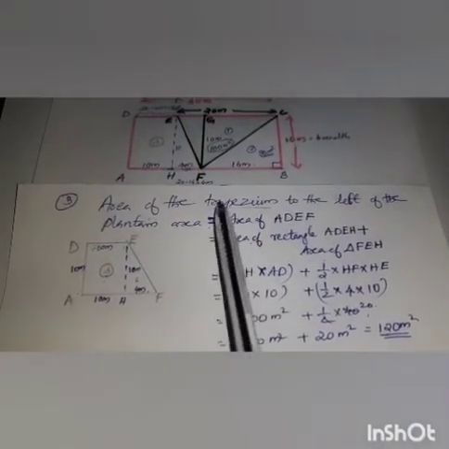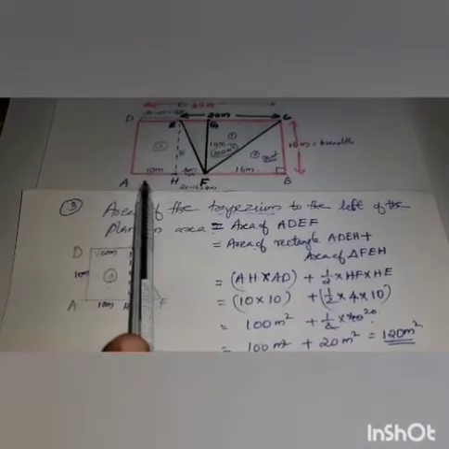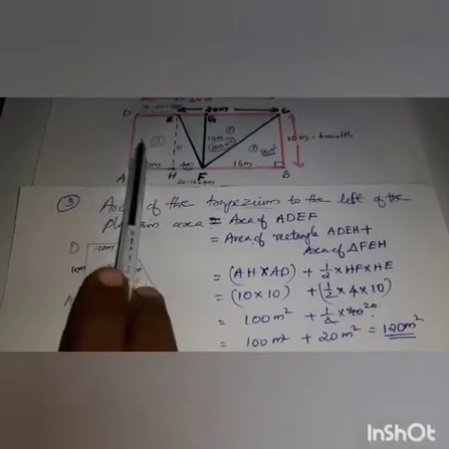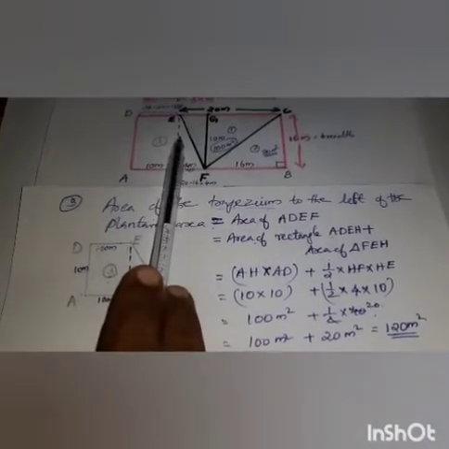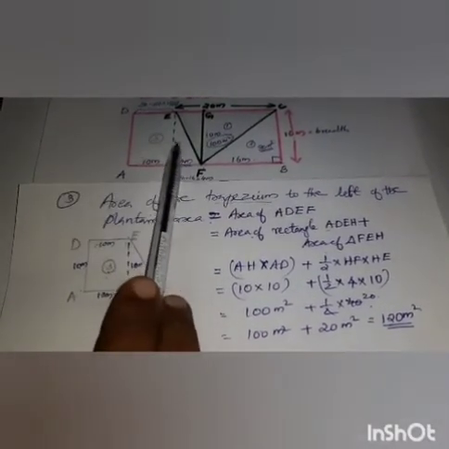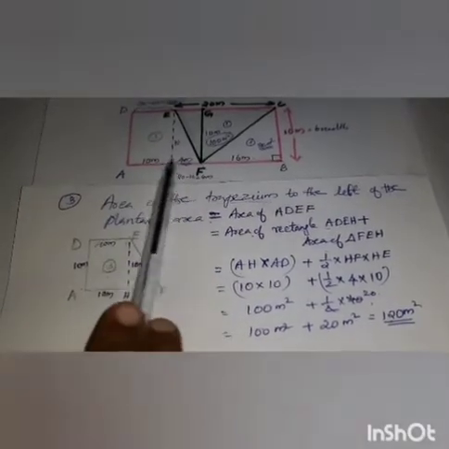So to find out the area of trapezium, first we have to find out the area of this rectangle. Then we have to find out the area of the small triangle. Area of rectangle plus area of triangle, we are getting the area of a trapezium.